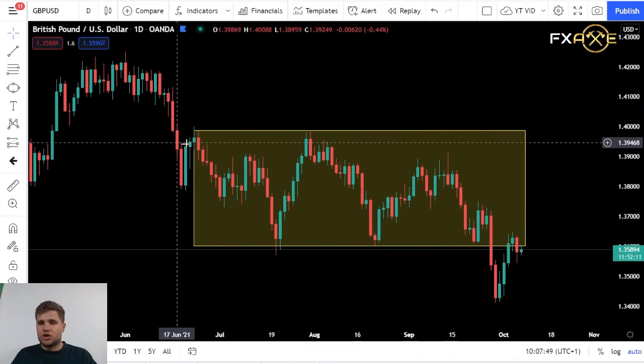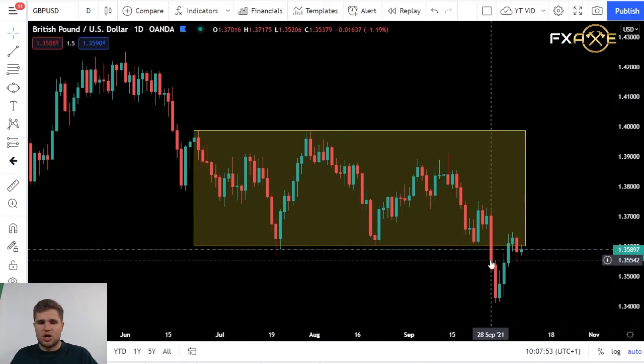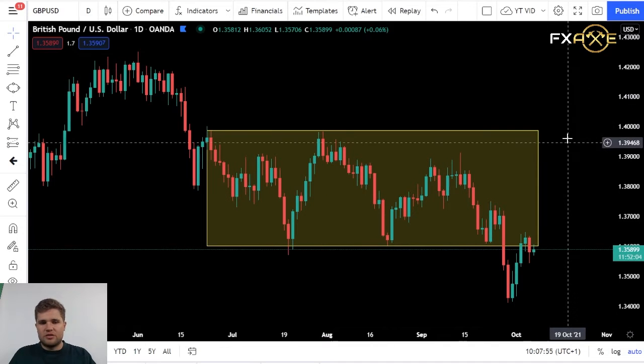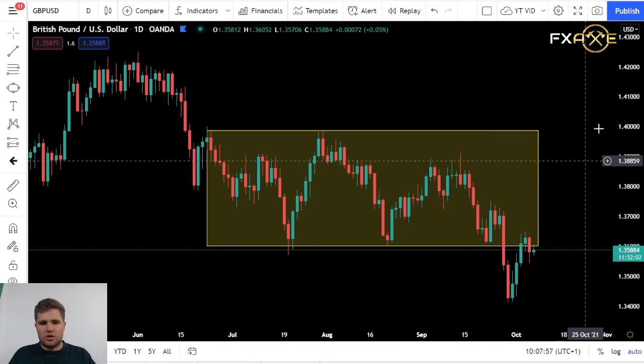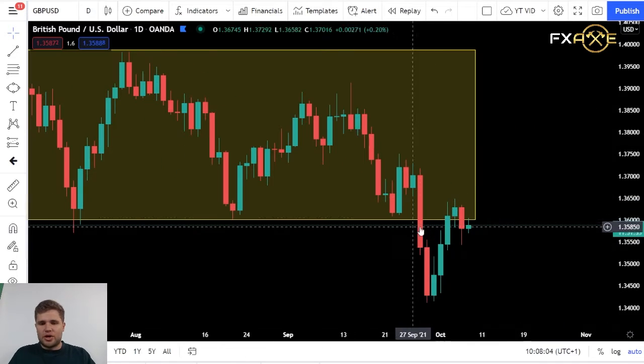Now, because this is the daily chart, we have been range bound in this market for some time, and it's around a 400 pip range. We know that because the top is around 140 and the bottom is around 136. So we've seen price break out to the downside.